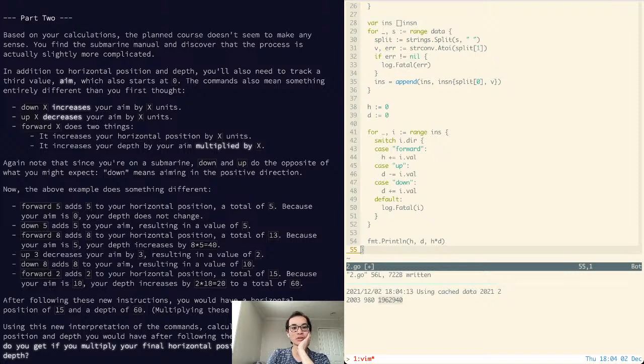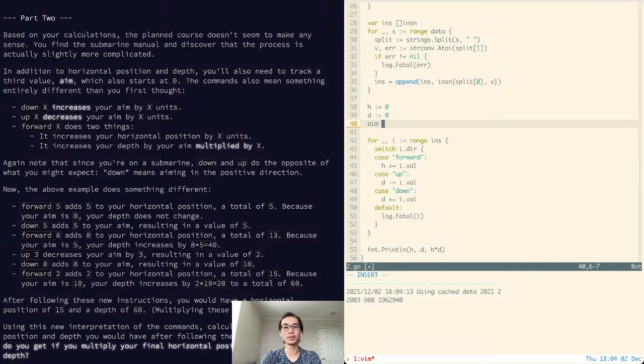In addition to the horizontal position and depth, you also need to track a third value, aim, which also starts at 0. Let's check that in. The commands also mean something entirely different than you first thought. Down increases your aim by x units. Up decreases your aim by x units.